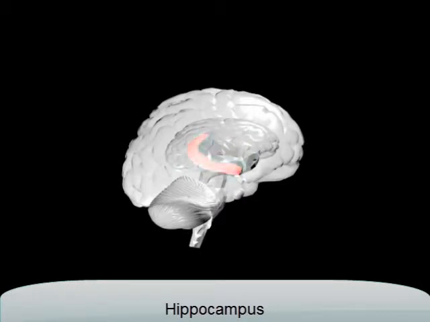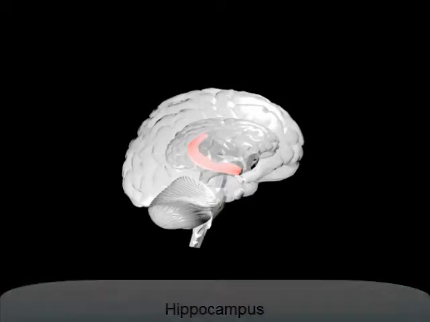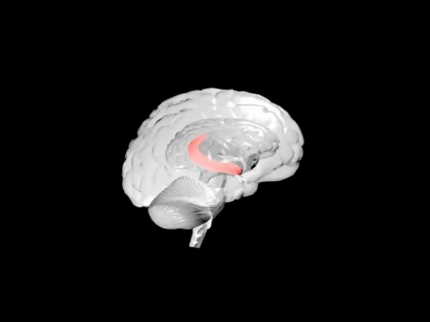The hippocampus is part of the limbic system and has a central role in long-term memory, learning and navigation skills. In Alzheimer's disease, degradation of the hippocampus results in loss of memory and inability to navigate.